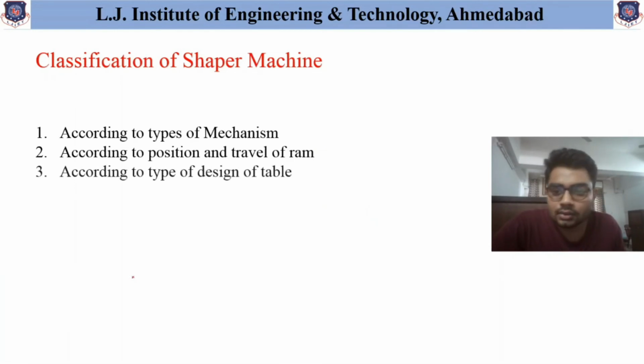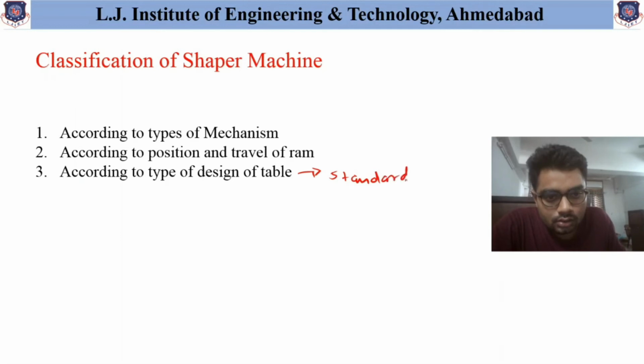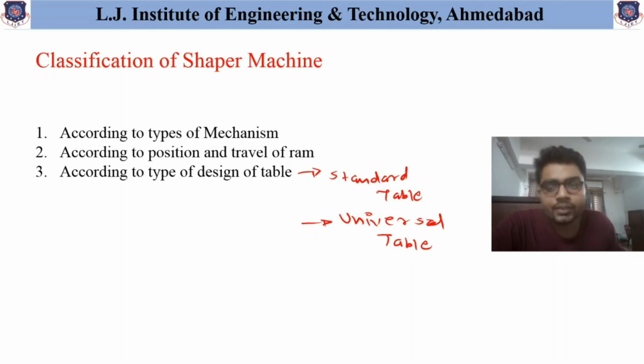Now the third one is according to the type of design of the table, and this table can be designed as a standard table, and it may be designed as a universal table. So in the case of the standard table, as we have discussed, this table can be moved in the x direction or maybe in the y direction.